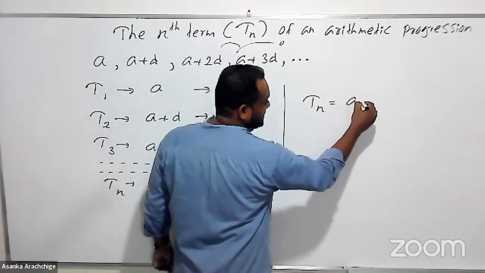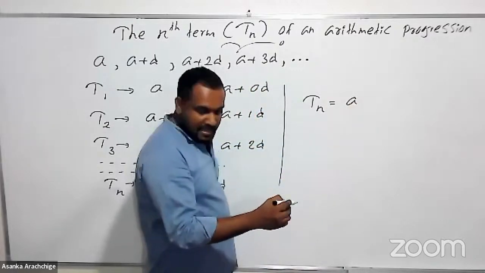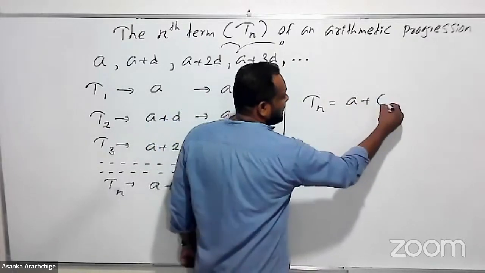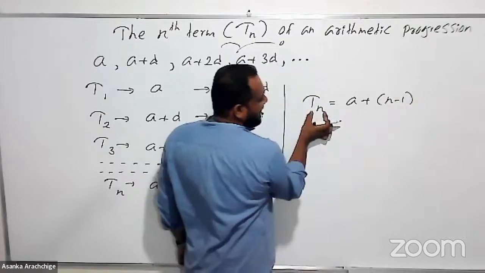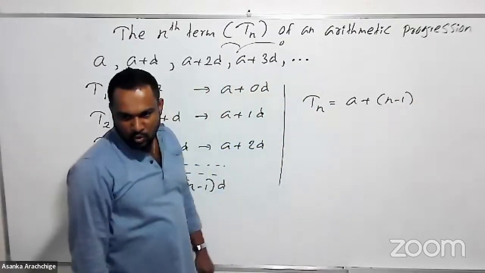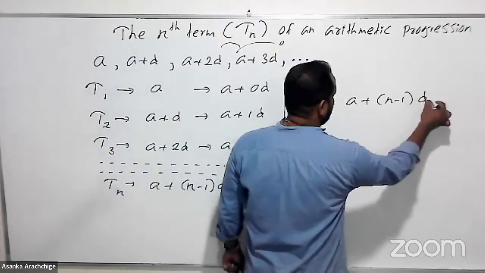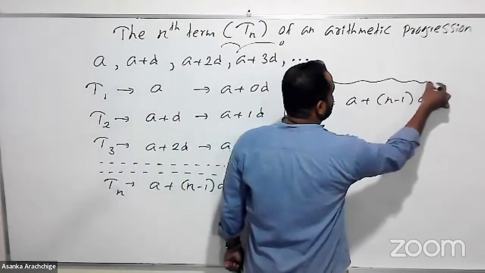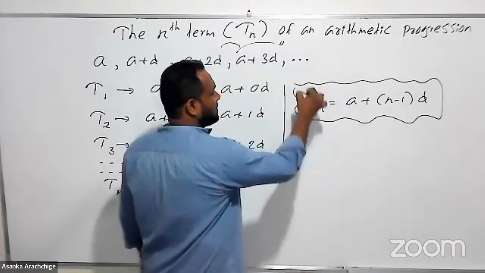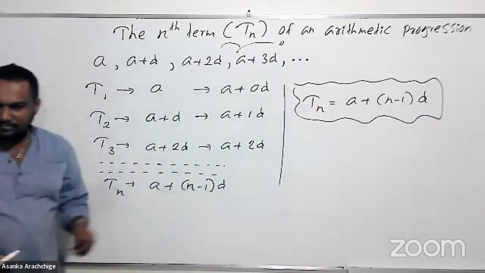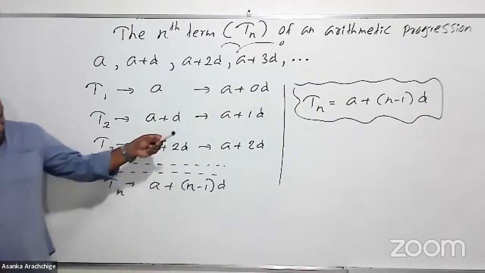Tn equals the first term A plus 1 less than the place value, 1 less than n, times the common difference D. This is the nth term formula. Clear? Copy it down.